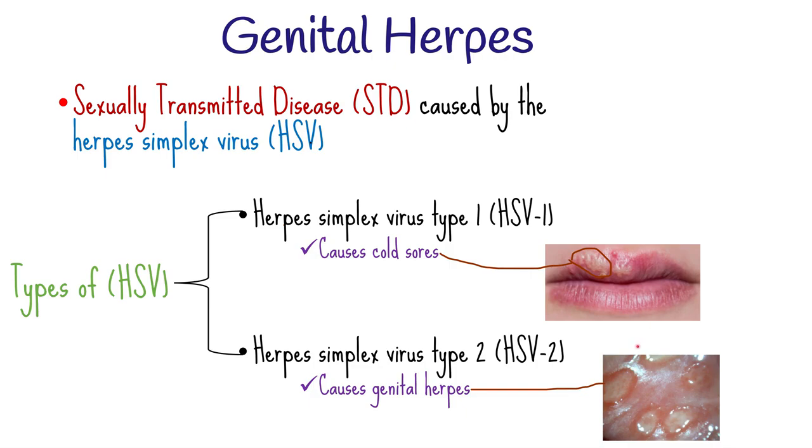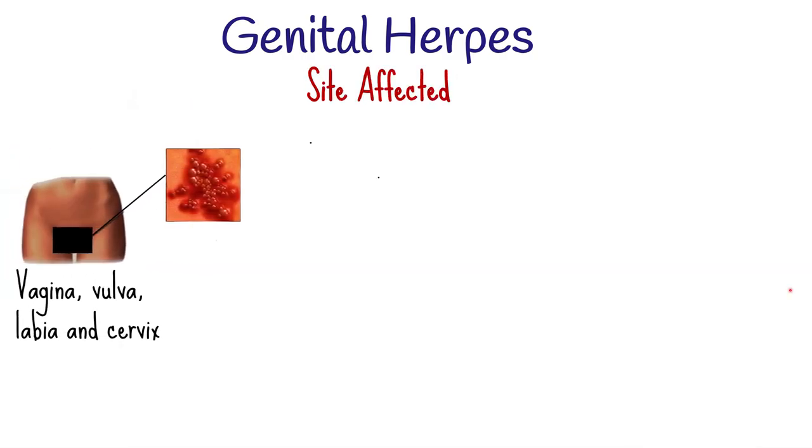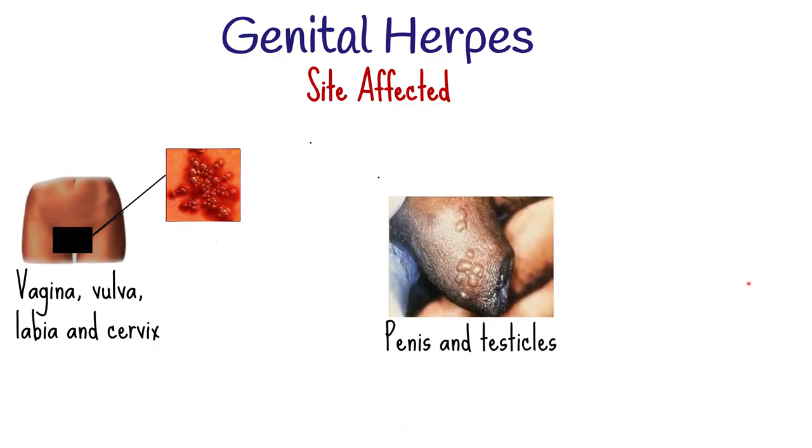Individuals suffering from genital herpes develop sores and blisters that usually form on or inside the genital areas and the area surrounding it. In females, the most commonly affected areas are the vagina, vulva, labia, and cervix. In males, the penis and testicles are usually affected. This image here shows numerous small white bumps on the penis. Sometimes they can appear as red blisters, and when they rupture, they form very painful ulcers that may ooze fluid.